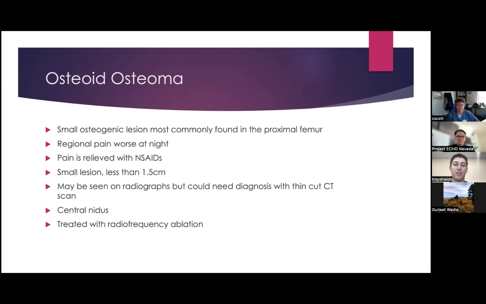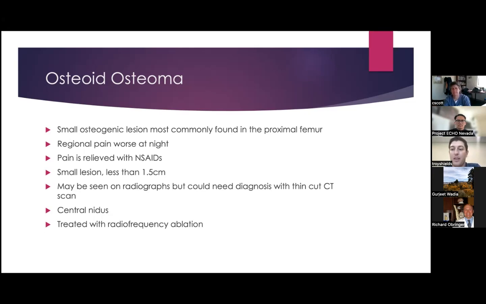Again, small lesions, less than 1.5 centimeters, but even more often than not, it will be smaller than that, to where there's no significant radiographic findings. It tends to be sort of on a bit of a hunch that it's checking all these boxes: the horrible pain at night, the NSAIDs helping decrease the pain dramatically. So the big finding on the imaging is there will be a central nidus, and oftentimes there needs to be a thin cut CT scan of the area to see it, and it is often treated with radiofrequency ablation.